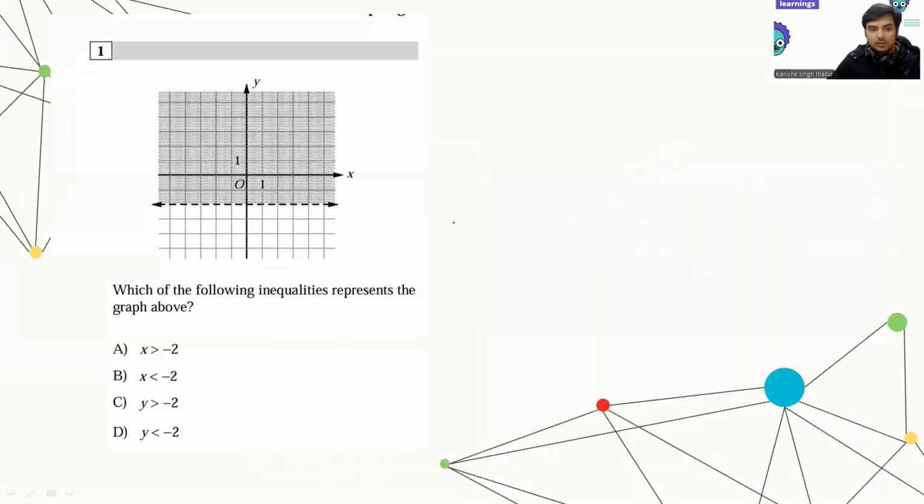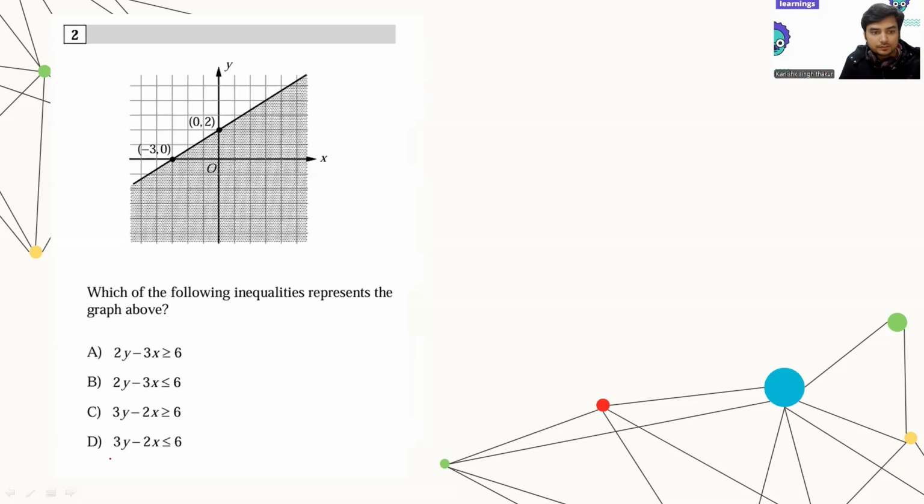Now we'll be solving the inequality. Which of the following inequalities represents the graph above? Okay, so see now, which point here it is? It is a line parallel to the x-axis, isn't it? So this point is minus 2, isn't it? So y is always greater than minus 2, you can see here. So it would be C as the answer.